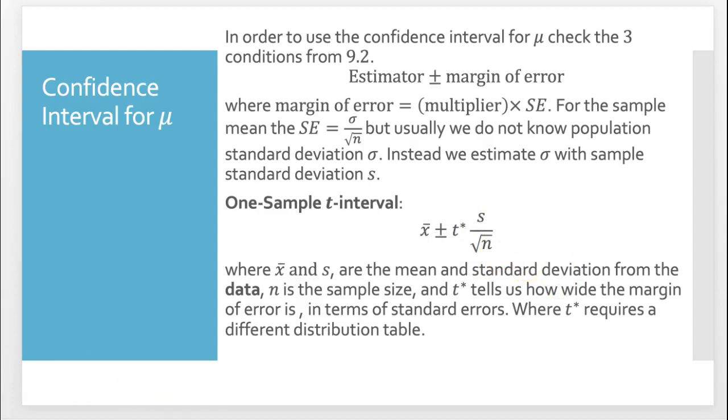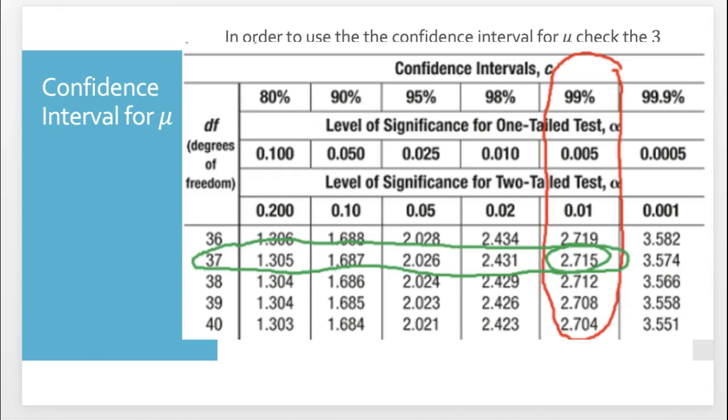Just to give you a feel, the table that we use to recover t star looks like this. When we were talking about z star, there were just four possible values. So we did 90, 95, 98, 99% confidence intervals. But now we have to consider degrees of freedom. Say we want a 99% confidence interval. What is t star? Well, it's 99%, but what I also need to know are the degrees of freedom.